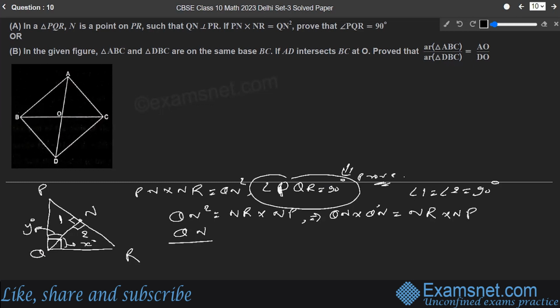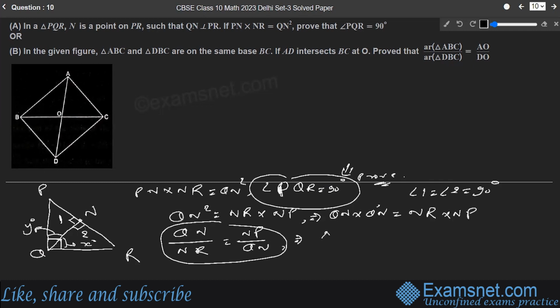Qn divided by Nr is equal to Np divided by Qn. We can make the ratio pair also. But if Qn divided by Nr is equal to Np by Qn, this indicates towards the basic proportionality theorem. Or this indicates towards the side angle side similarity.